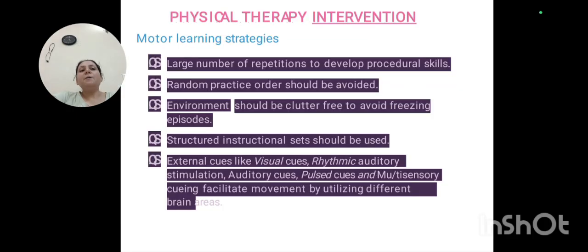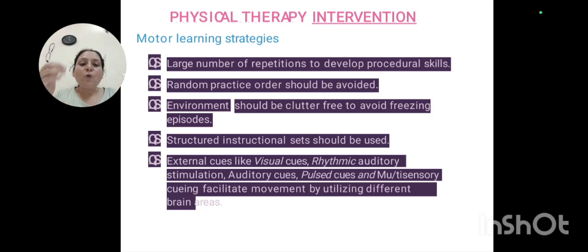Now, physical therapy intervention. What all techniques do we have? Depending upon the stage of the person, the therapist will make his own exercise plan. Here I am just telling you the techniques which we use. You have to write your exercise plan yourself, but here I will be telling you all the techniques and all the programs which we apply in Parkinson's condition, like motor learning strategies.